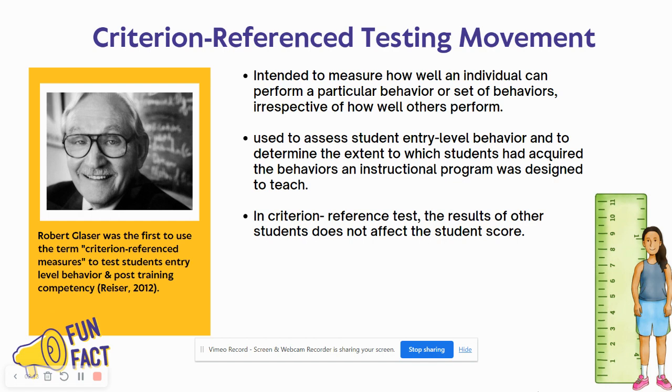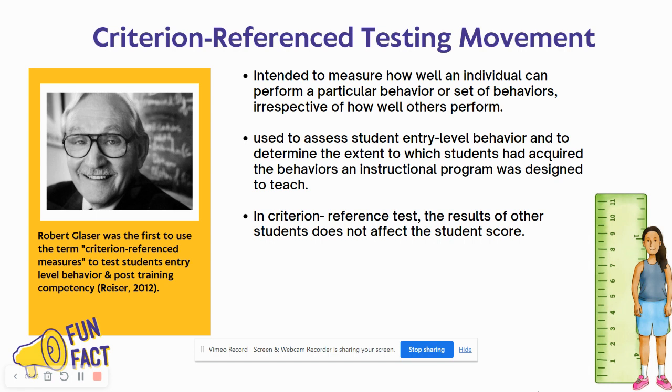Next, we have the criterion reference testing movement. This testing movement was intended to measure how well an individual can perform a particular behavior or set of behaviors, irrespective of how others perform. So we use this test to assess a student's entry level behavior. The cool thing about these tests is that they're not created on a curve. What your friend does has no reference to what you do. It's one student based, so the results of another student do not affect a student's score.